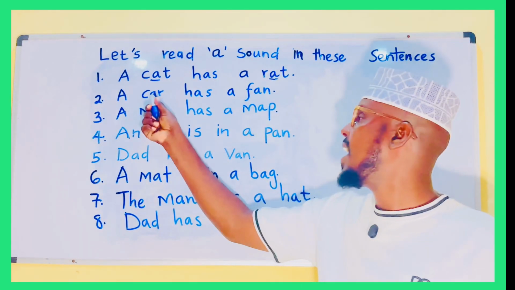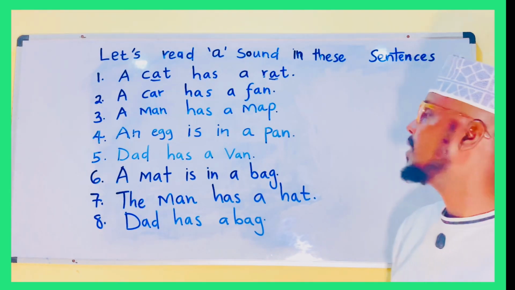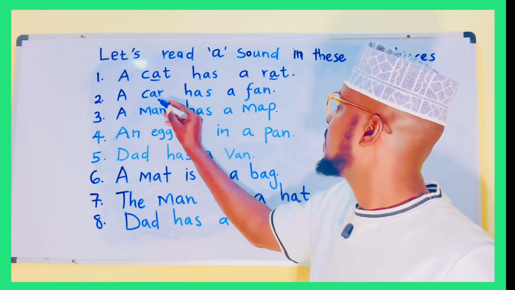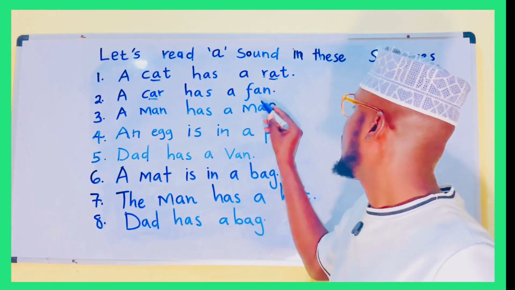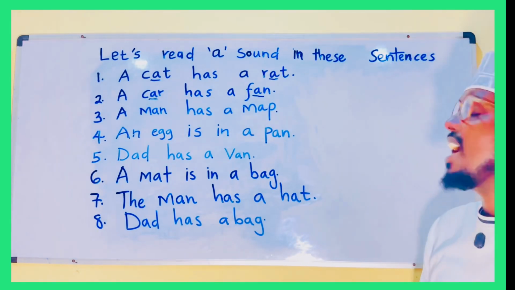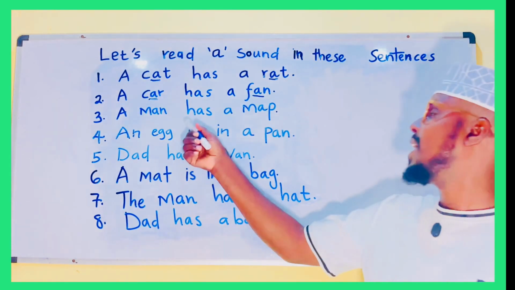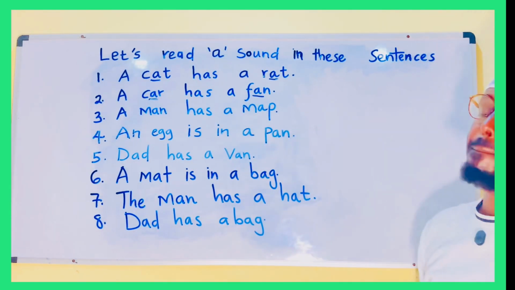A car has a fan. A car, you can see this is the sound. The sound is here and the sound is here again. A car has a fan. Okay. 3. A man has a map.